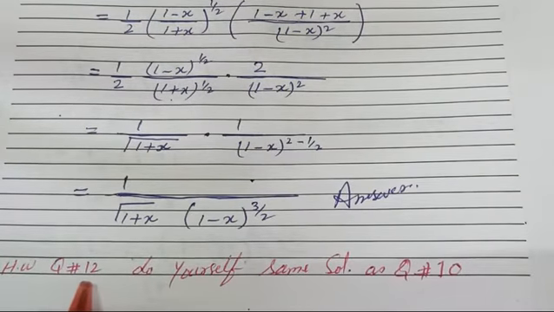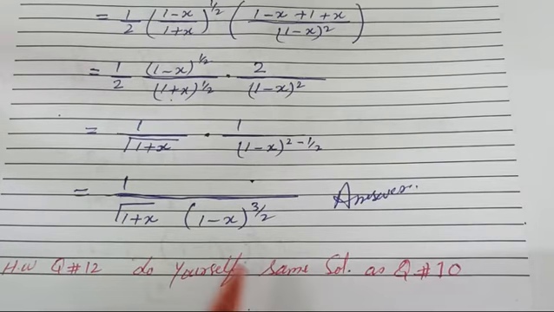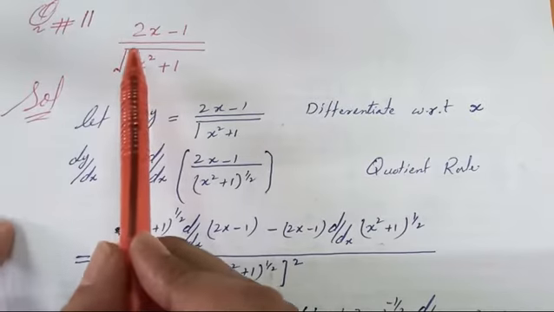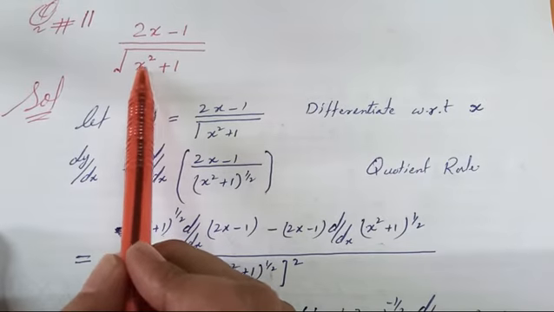Now try to solve question number 12. It has the same solution as this question, question number 10. Question number 11: 2x minus 1 over square root of x square plus 1.